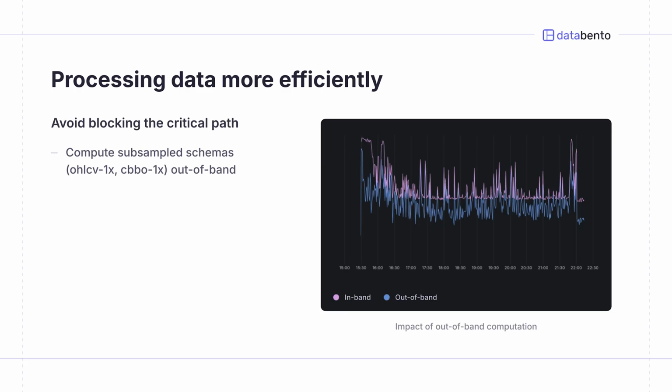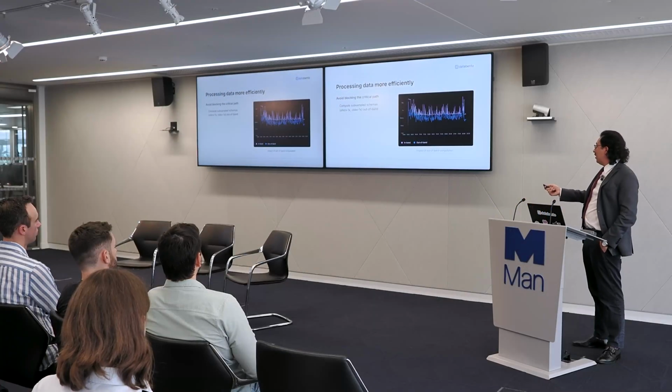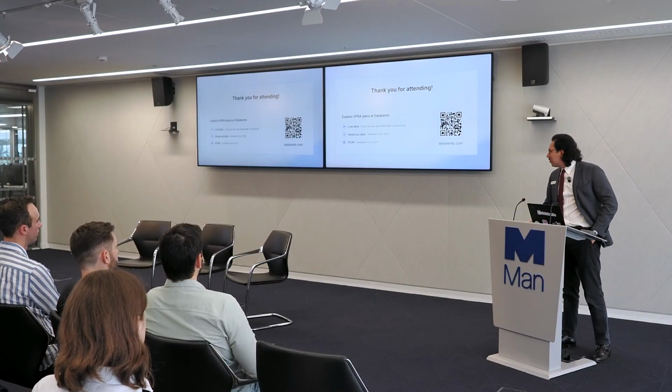So the bottom line is that you really want your critical loop of receiving packets, normalizing, and publishing to be as lean as possible, to not give any opportunity for a microburst to catch you doing something else. So this was the talk I wanted to give.